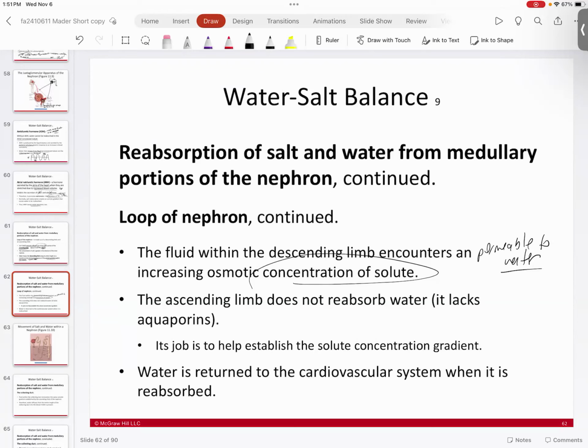Now, the ascending limb is not, right? So basically, it doesn't have any aquaporin, so it's non-permeable to water. So it doesn't allow water to leave.